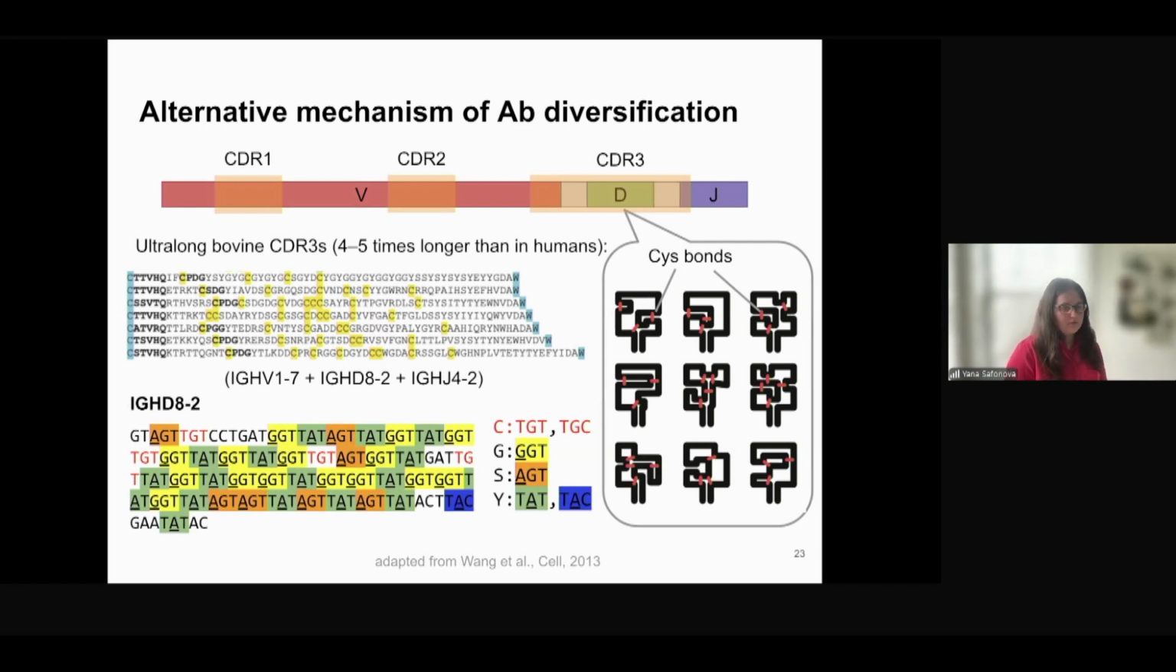One of them is related again to the cattle. Yes, we work on cattle a lot because it seems to be very important and tangled. In addition to all these difficulties that cattle have, they also have an unusual way to diversify antibodies. And this way is fully assisted by a gene called DA2. It's a long D gene. It contributes to long CDR3s, 4-5 times longer than we see in humans.